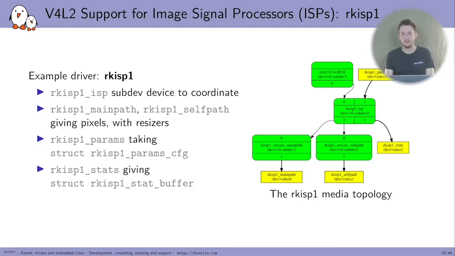So if we take a look at one such ISP driver, which is the RK ISP1 driver, which is a really good example if you want to understand how the ISP topology works. You can find a subdev for the sensor, then a subdev for the ISP itself, which coordinates. And then you have in yellow the video interfaces. So you have one for the parameters, one for the statistics, and then you have two for the capture video devices.